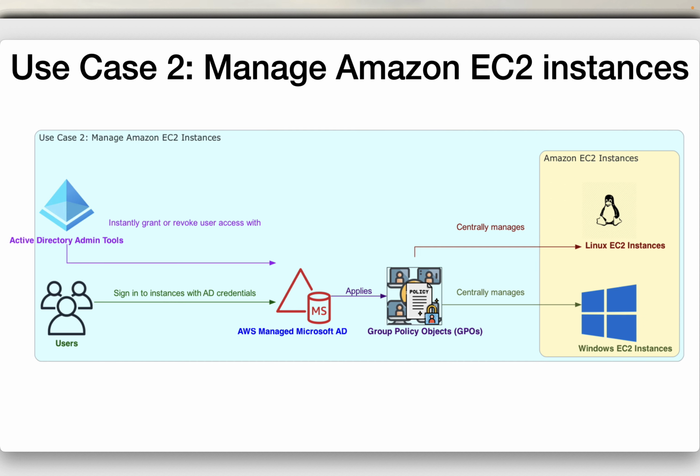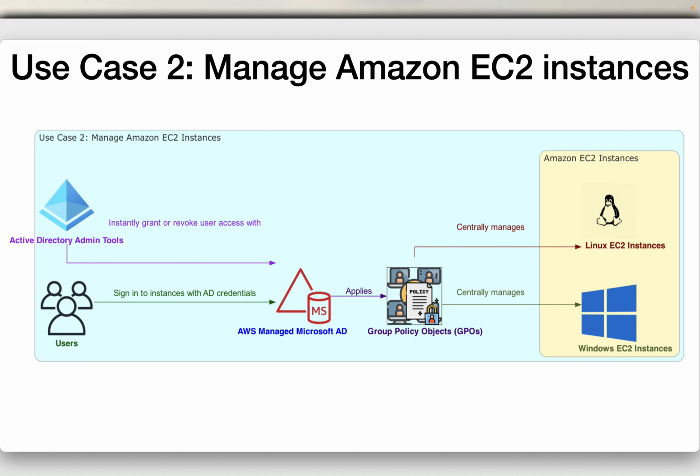Second use case is to manage Amazon EC2 instances. You can apply Active Directory Group Policy Objects, GPOs, to centrally manage your Amazon EC2 for Windows or Linux instances by joining your instances to your AWS Managed Microsoft AD domain. In addition, your users can sign in to your instances with their AD credentials. This eliminates the need to use individual instance credentials or distribute private key PEM files.